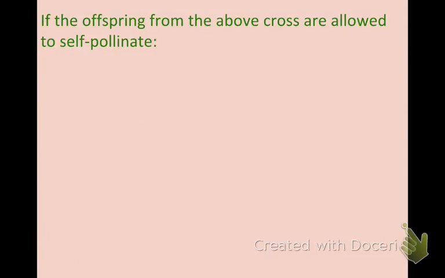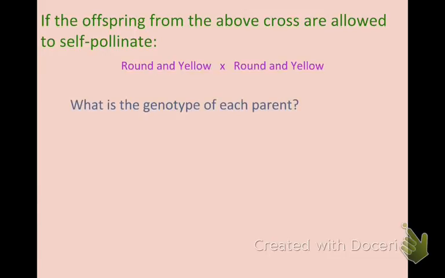If the offspring from that cross, or the hybrids, are allowed to self-pollinate, round and yellow times round and yellow, what is the genotype of each parent? Since we know they are hybrids, you should know from the last Punnett square we just did that the genotypes are big R, little r, big Y, little y.